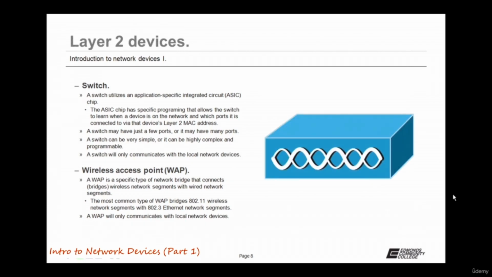Another Layer 2 device that we need to talk about are wireless access points, the WAP. A WAP is a specific type of network bridge that connects or bridges wireless network segments with wired network segments. The most common type of WAP bridges an 802.11 wireless network segment with an 802.3 Ethernet network segment. Just like a switch, a wireless access point will only communicate with local network devices.